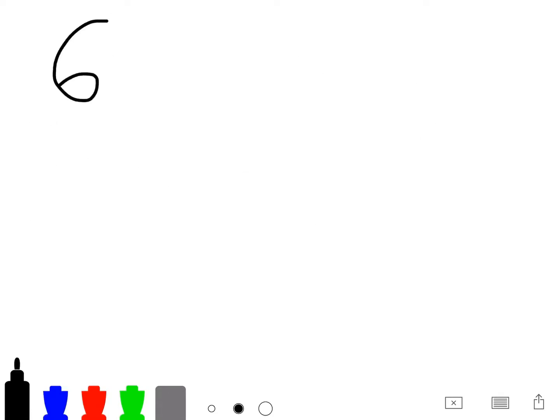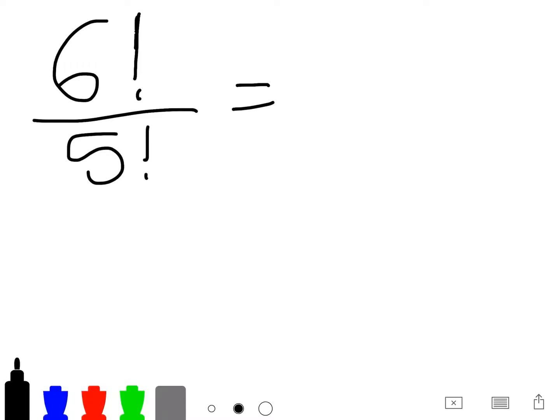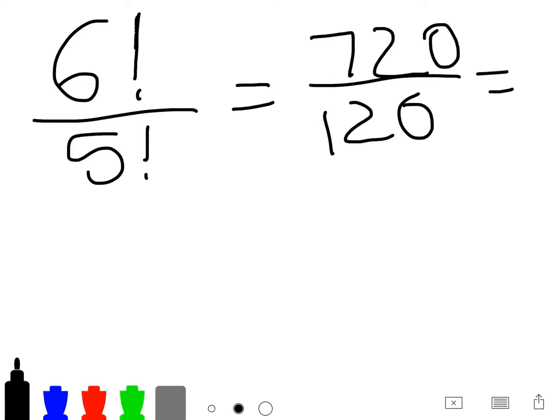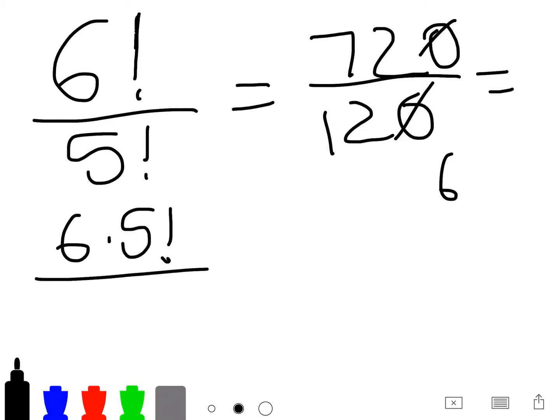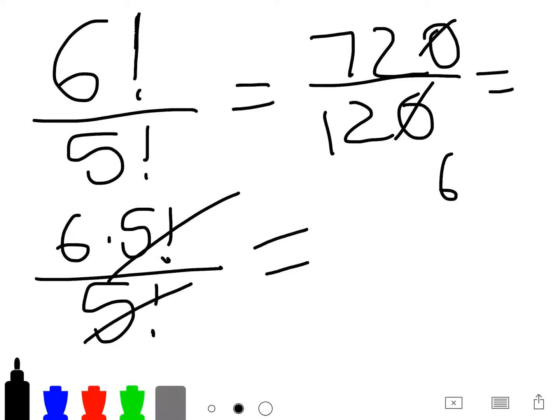Now, we can also divide factorials. For example, we can do 6 factorial divided by 5 factorial. Well, we know 6 factorial is 720, and 5 factorial is 120. Zeros cancel, and 72 divided by 12 is 6. But there's a better way to do this. We know 6 factorial is just 6 times 5 factorial divided by 5 factorial, and the 5 factorials cancel out. So we get a 6.